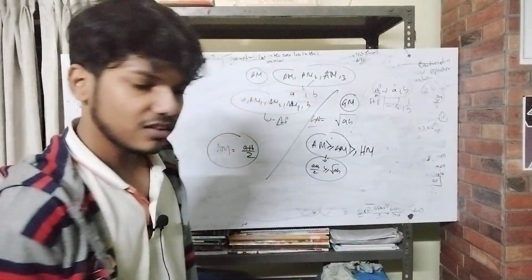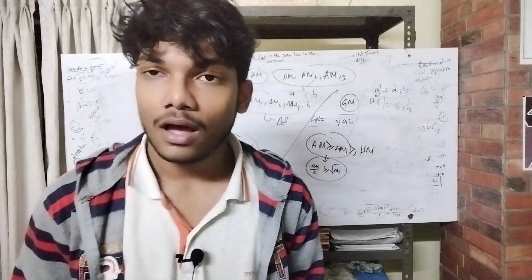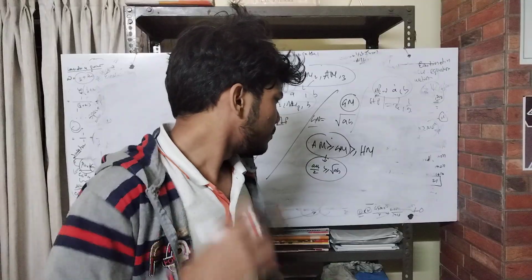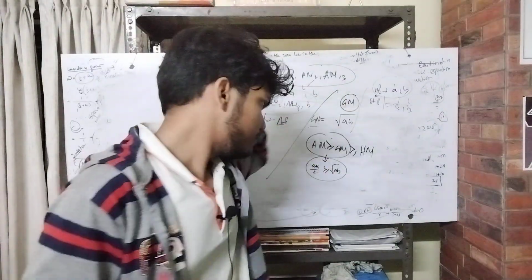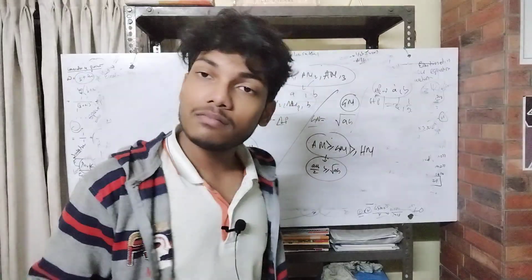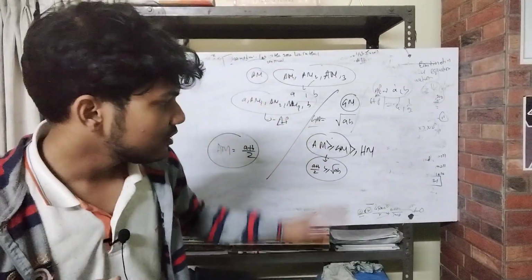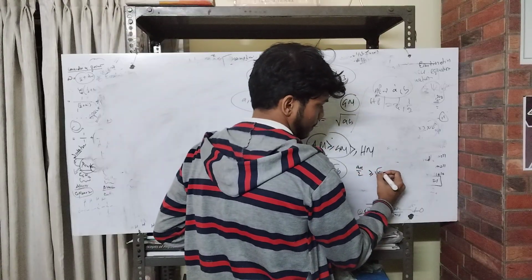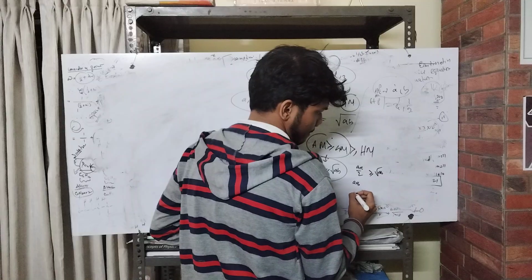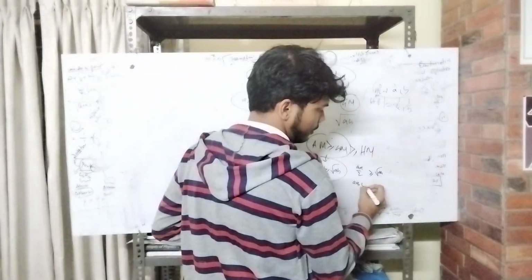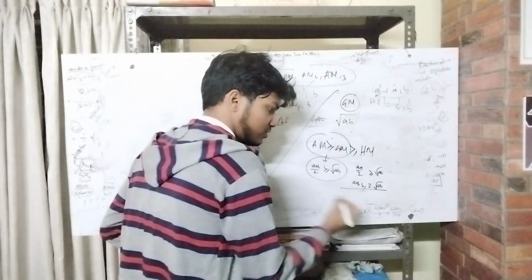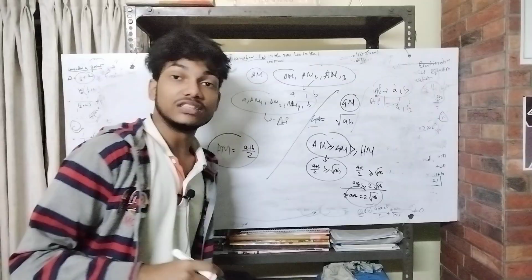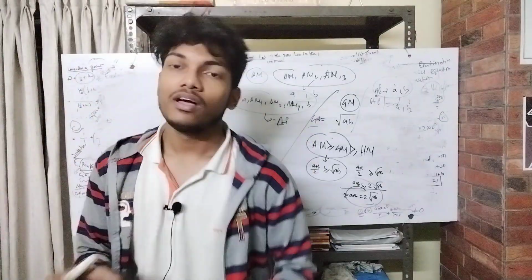Sometimes some maths problems will say find the minimum number between a and b. You will use this formula. Just plug it in, (a plus b) by 2 greater than or equal to root ab, so a plus b will be 2 root ab. So the minimum of the sum will be a plus b equals 2 root ab. This is how we will solve the questions, and this video is up to that only.